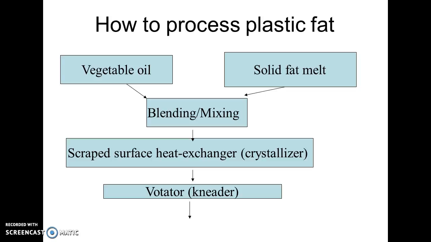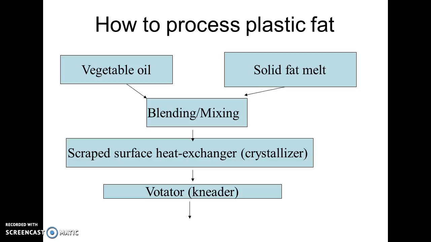This blending happens at about 10 to 12 degrees centigrade above the temperature of this fat melt, so that the solid fat will be in molten condition and it can be well mixed with the vegetable oil. In these blending or mixing stages, we will achieve a uniform dispersion of the oil. After this it will be allowed to pass through a scraped surface heat exchanger, which is nothing but a crystallizer, where the nucleation stage is initiated. So the crystals will first be developed over here, and depending on the rate of cooling and the raw oil blend, the size, shape and form of the crystals will be formed.